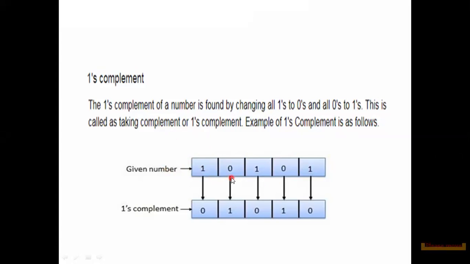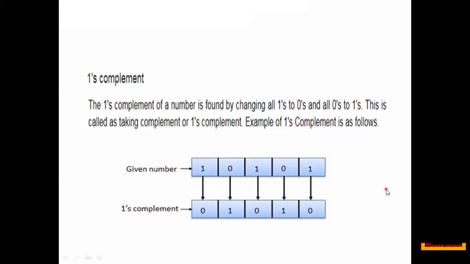The given number is 10101. How to calculate the one's complement here? By changing ones to zeros and zeros to ones. How does the one's complement come? Since there is a 1 here, we put 0; since there is a 0 here, we put 1; 1 becomes 0, 0 becomes 1, 1 becomes 0. This is the one's complement for the given number, just by changing ones to zeros and zeros to ones.